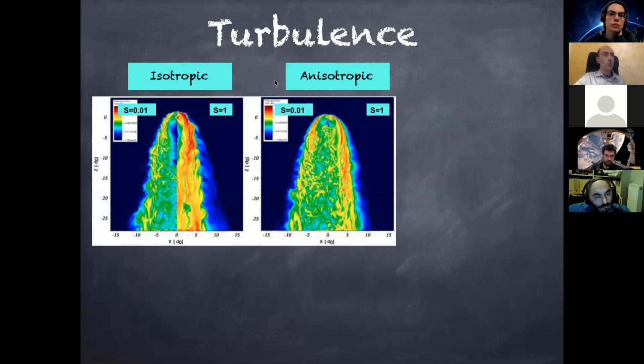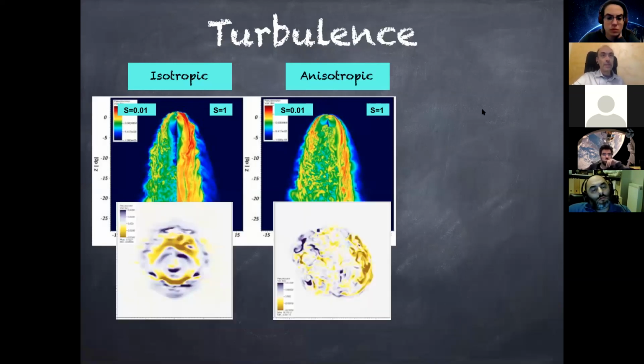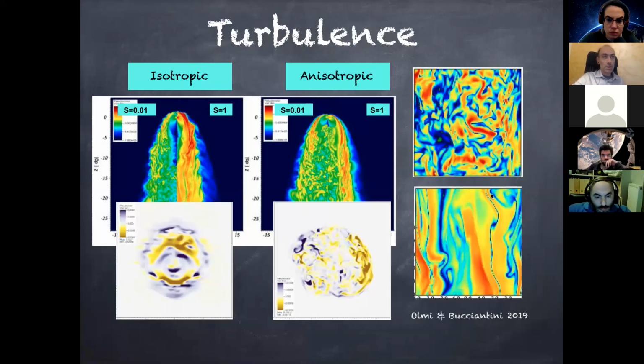The wind could be isotropic or anisotropic, strongly magnetized, weakly magnetized. You see, for example, that in strongly magnetized systems, turbulence is completely suppressed. And I'll show you, this is the difference you see in the magnetic field in a weakly magnetized nebula and in a strongly magnetized nebula, where you see the current sheet is well preserved. Here, everything is mixed up.